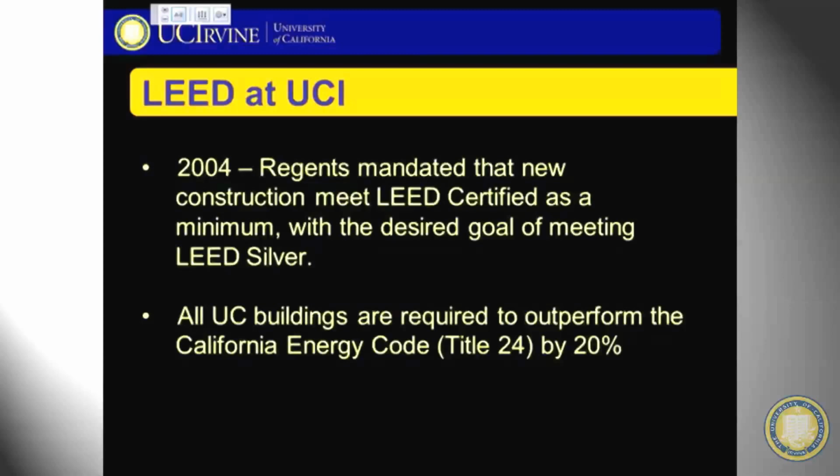Another feature of the policy is that all buildings are required to exceed the California Energy Code, which is called Title 24, by 20%. Now, the university has been doing that for the past 20 years, so in a sense, we've always been pretty green. But now, while the requirement is for 20% minimum, the goal is to achieve 30% or better as a standard. And there's one building on campus, Gross Hall, that has achieved 50% performance over and above the Energy Code.